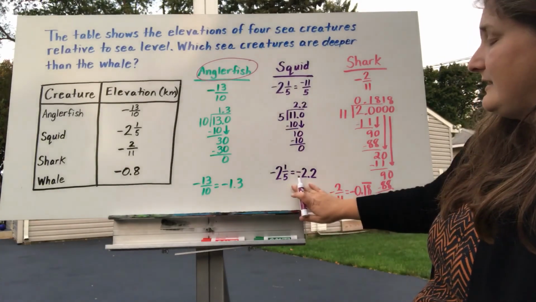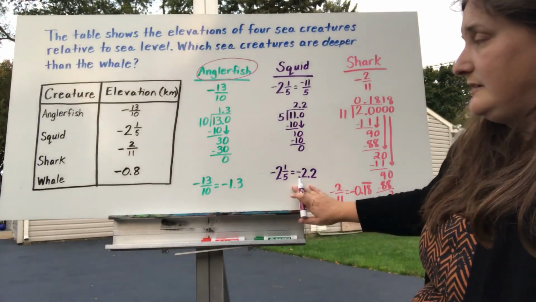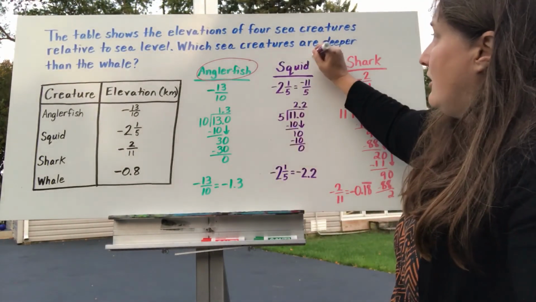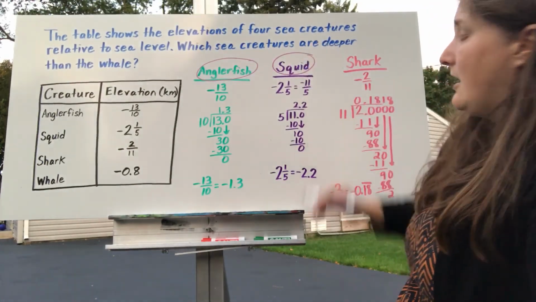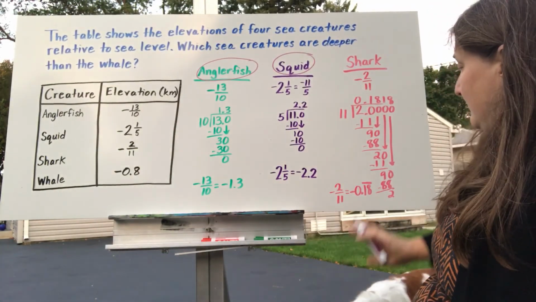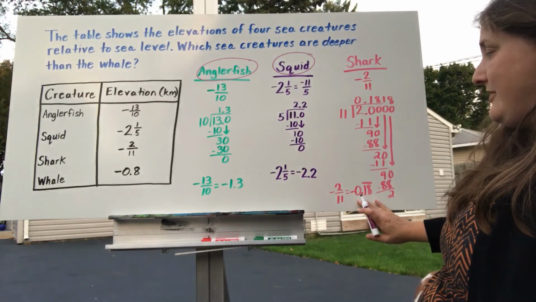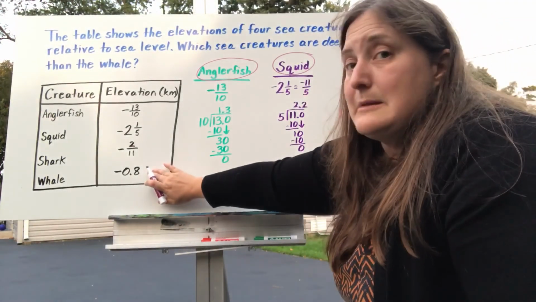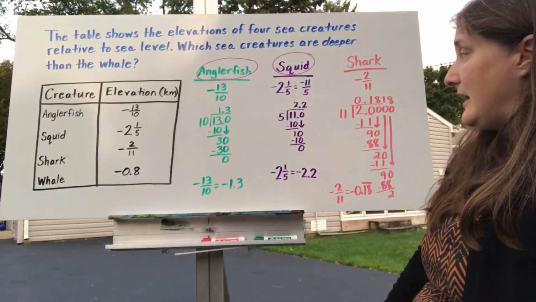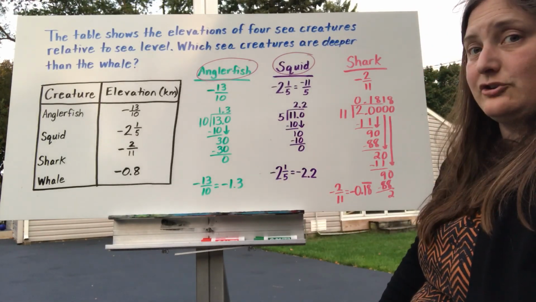The squid is at negative 2.2. That's definitely deeper than negative 0.8. So it's also deeper than the whale. And last but not least, we've got the shark. It's at negative 0.18. That is actually not as deep as the whale at negative 0.8. So the shark is actually above the whale.